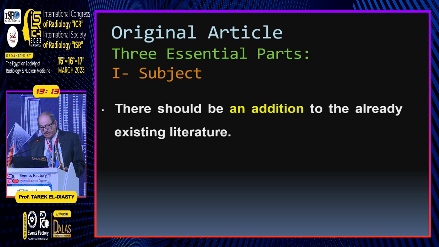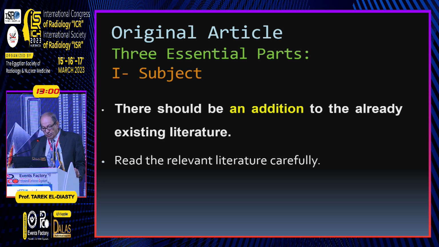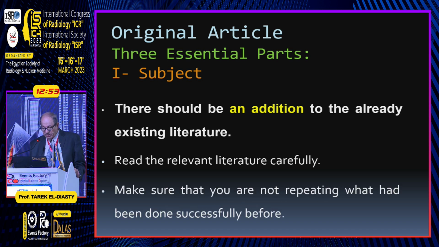So there are three essential requirements for a research article. The first is the subject. There should be an addition to the already existing literature. So it's advisable to read the relevant literature carefully. Make sure that you are not repeating what had been done successfully before.